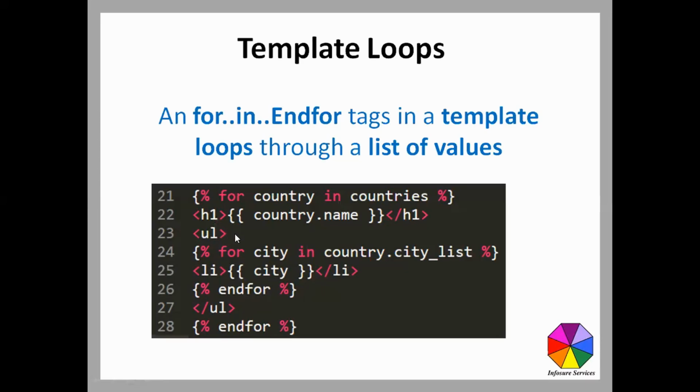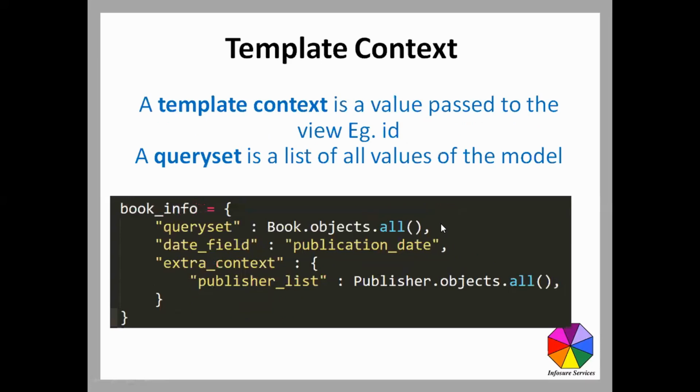So the end result will show up as, let's say, United States, New York, Miami, like that, India, Mumbai, Bangalore, like that. Okay, so this is the way it shows up. So where is this? Inside the HTML. So it's a mix of both HTML and template tags.